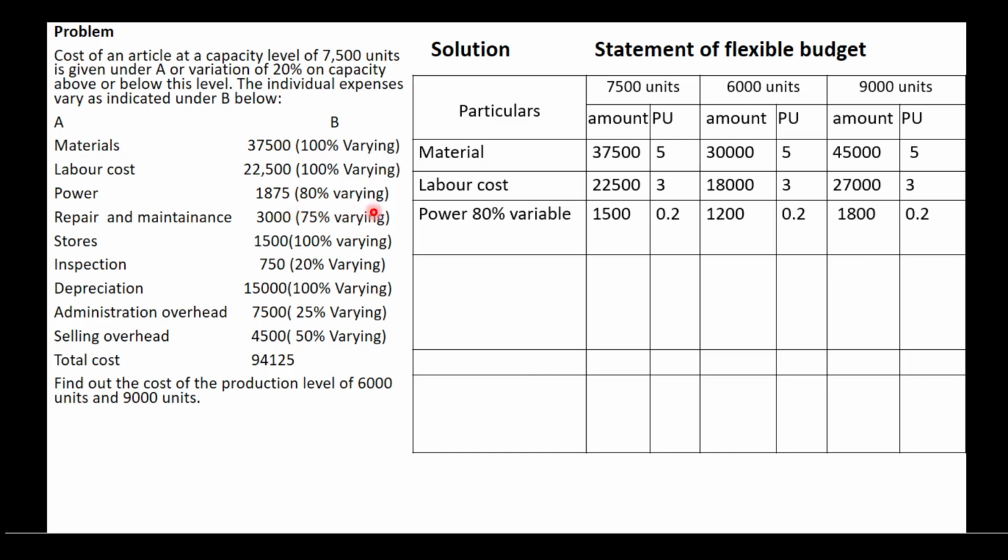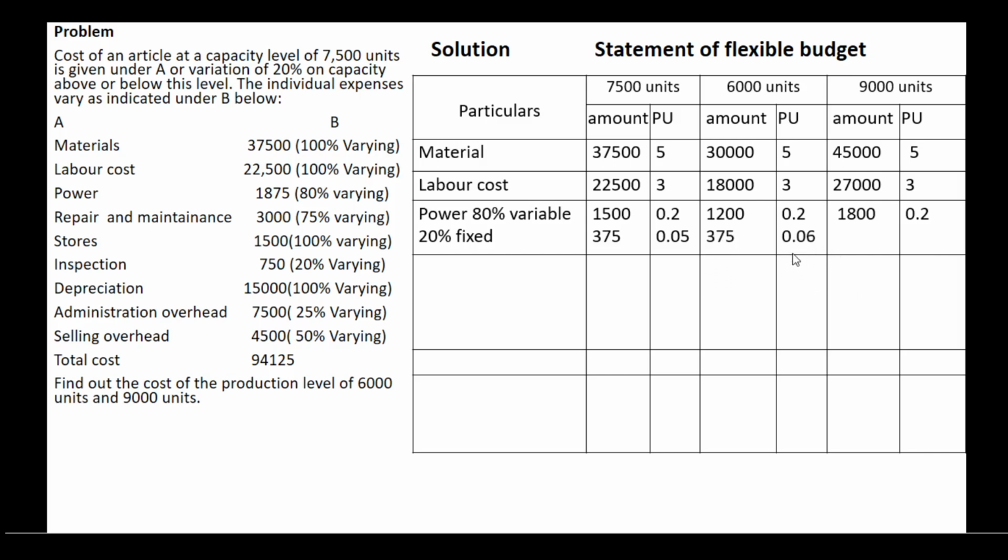And the next, the 80% is variable. The remaining 20% is treated as fixed. So 20% fixed. So 1875 into 20 divided by 100. So now the amount is 375. And the cost per unit is calculated as 375 divided by 7500. The cost per unit is 0.05. In the 6000 and the 9000, the cost per unit is the same, that is 0.05.